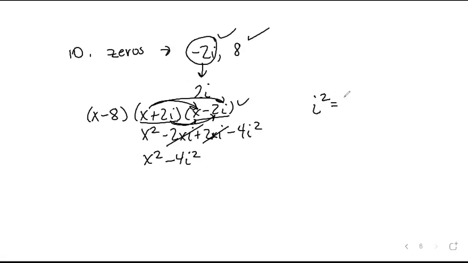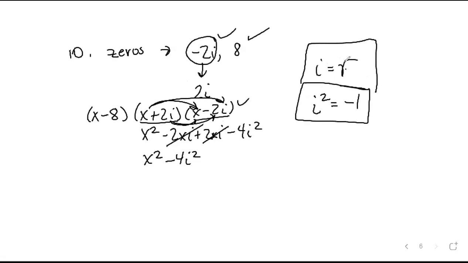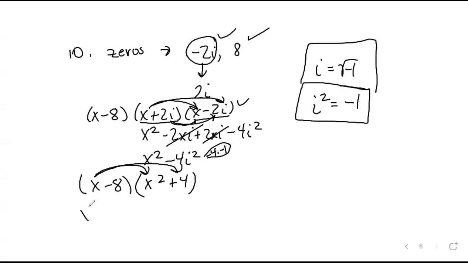What is i squared the same as? Negative 1. i is equal to the square root of negative 1. i squared is negative 1. So this just means negative 4 times negative 1. So this really is x squared plus 4. Everybody okay with that? Then we would multiply by our other term. So x to the third plus 4x, negative 8x squared, minus 32.